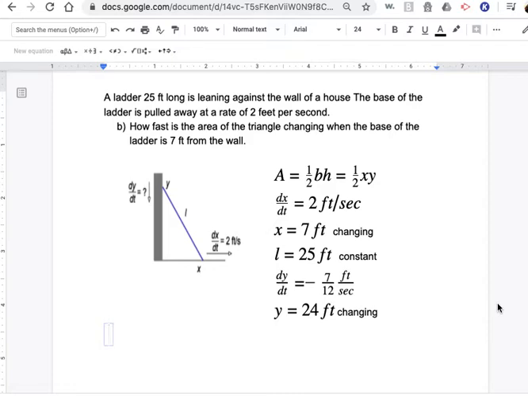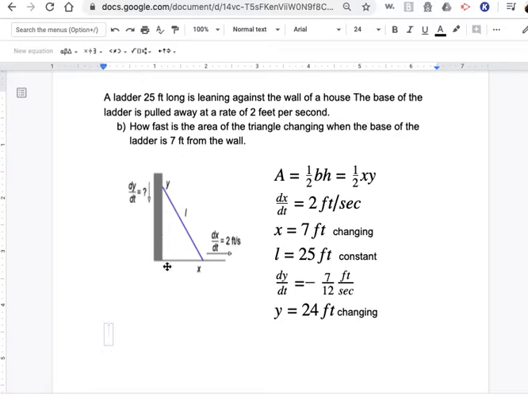Okay, let's move on to part B here. Same situation. A ladder 25 feet long is leaning against the wall of a house. The base of the ladder is pulled away, still at a rate of 2 feet per second. Now the question becomes, how fast is the area of the triangle changing when the base of the ladder is 7 feet from the wall?